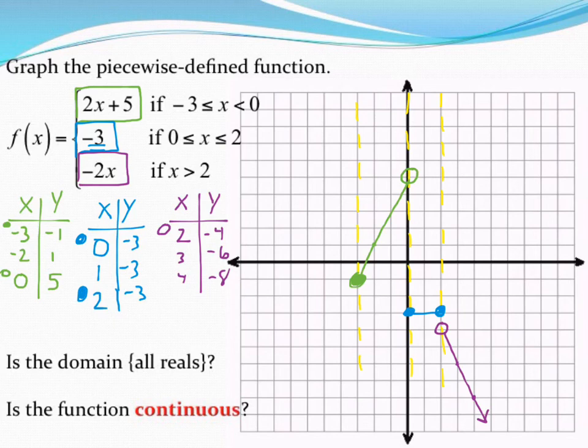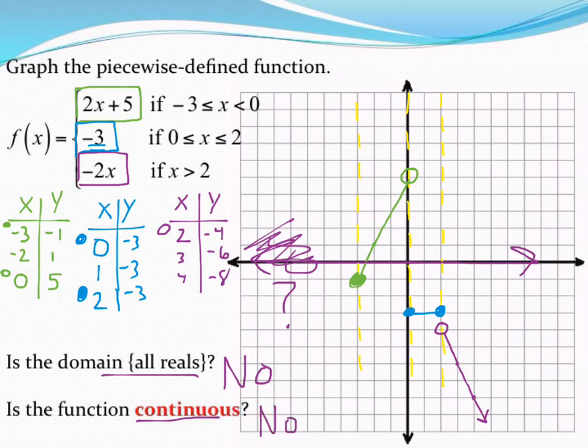To answer their questions at the bottom, is the domain all reals? That question means if I go left or right on the x-axis, will I always be able to find a point above or below me? And this time, unlike the other two videos, the answer is no. Because if I pick an x value somewhere in this location, there's no graph. The functions don't tell me what to do if I pick an x value smaller than -3. So the domain's not all reals. Is the function continuous? Can you draw this without picking your pencil off the paper? Yeah, no way. So this is definitely not going to be a continuous function.